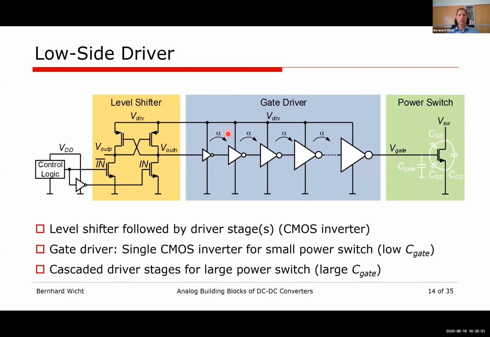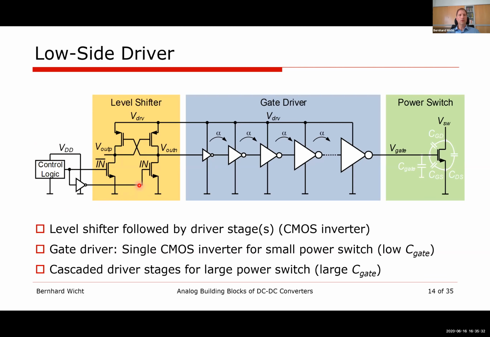it's good to have a cascaded approach with multiple stages, which increase in driver strength by a factor of alpha. That's something we talk about in a second. And now on the left-hand side, we see a level shifter, which is controlled from a low voltage digital control, for instance. It's a cross-coupled level shifter, which is fully CMOS compatible. And it has 2 complementary outputs.